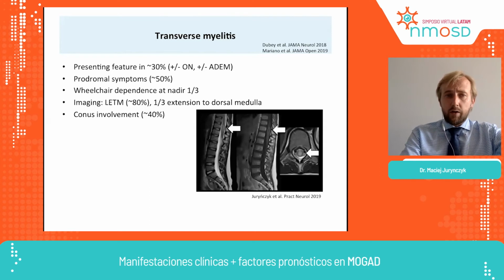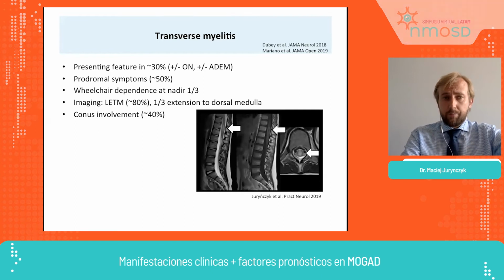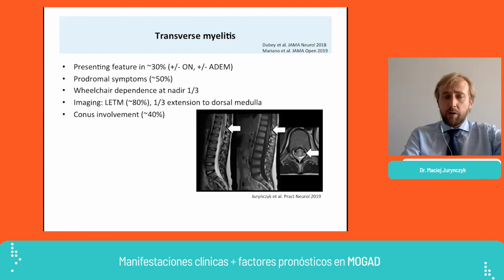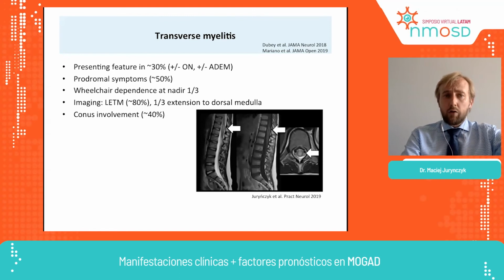On imaging, we usually see longitudinally extensive transverse myelitis. Sometimes it can extend to dorsal medulla, which is very similar to what we see in aquaporin-4 antibody disease. Around 40% of patients have conus involvement, which is considered to be quite a typical feature of MOG antibody-associated disease, but as you can see, it does not occur in all patients with MOG antibody-associated transverse myelitis.